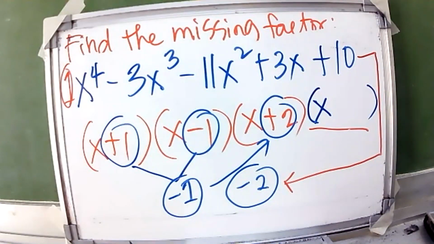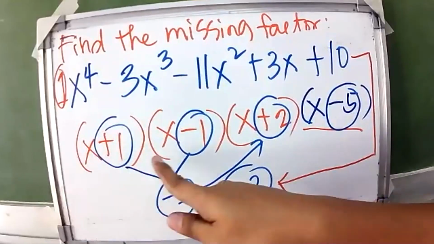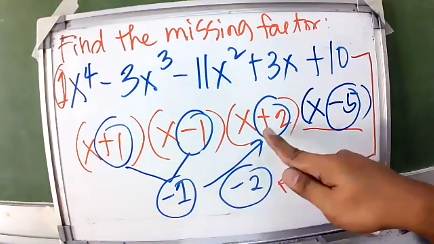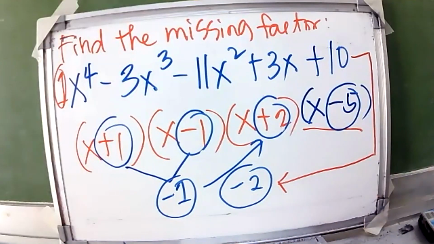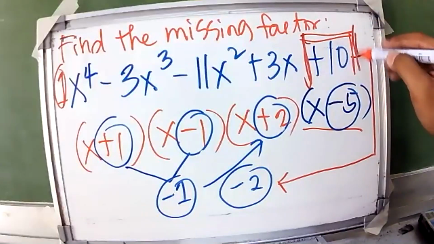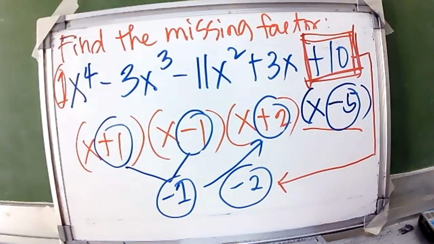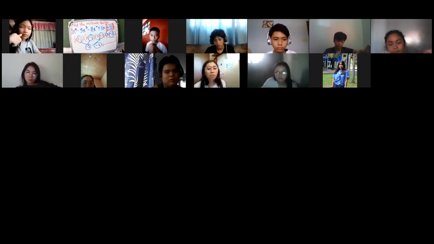What's the answer? Negative 5. Correct. It's negative 5. Because when you multiply all those, negative 1 times negative 1, that's negative 1. Negative 1 times 2, that's negative 2. Negative 2 times negative 5, the answer is 10. Okay? Did you get the process? Show a thumbs up if you got the process. Okay, thank you.